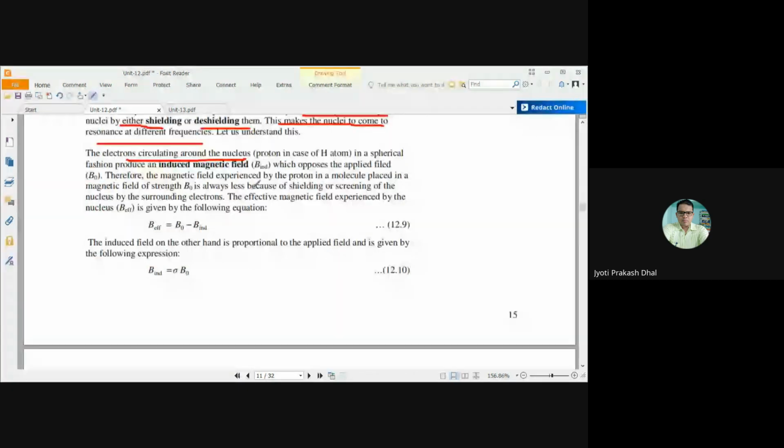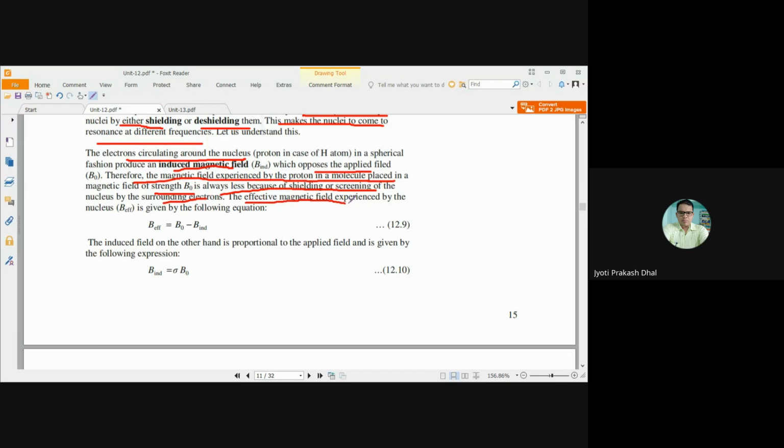The electrons circulating around the nucleus in a spherical fashion produce an induced magnetic field, B induced. When an external magnetic field is applied in the case of a hydrogen atom, the electron present around the nucleus produces an induced magnetic field which opposes the applied magnetic field B naught. Therefore, the magnetic field experienced by the proton in a molecule placed in a magnetic field of strength B naught is always less, because of the shielding or screening of the nucleus by the surrounding electrons.